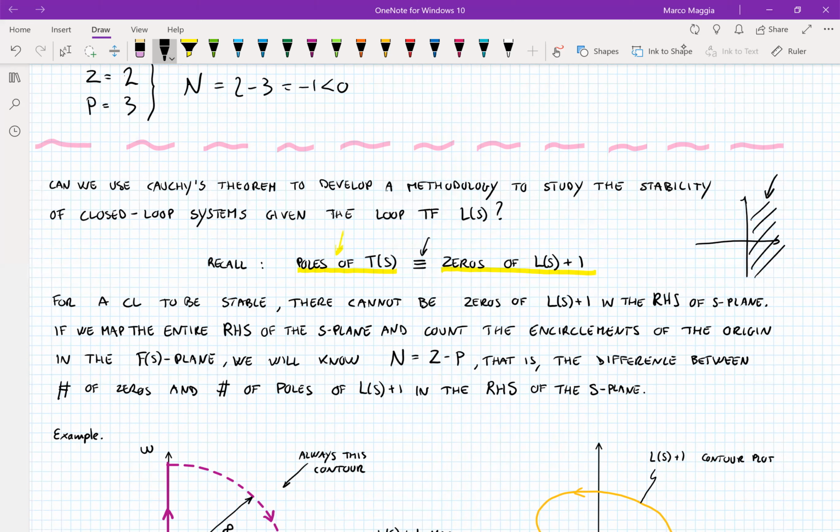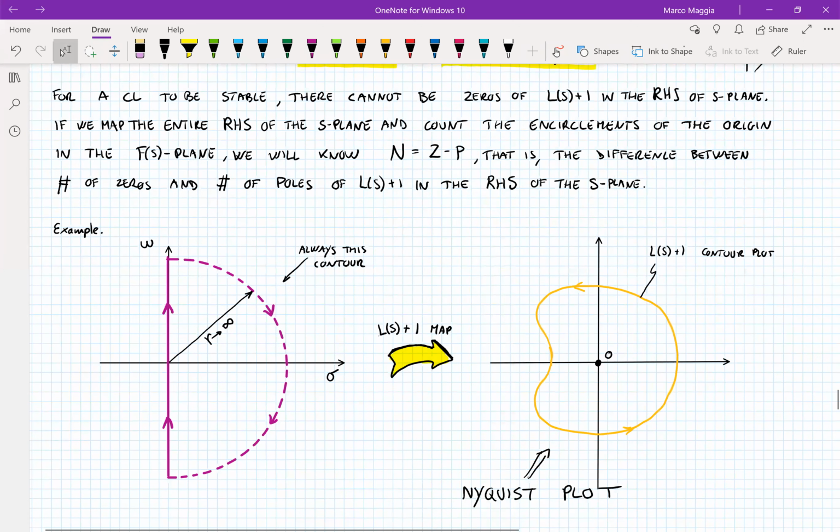So how can we make sure that we don't have zeros of L of S plus 1 in the right-hand side of the S plane? Well, why don't we map? Why don't we encircle? Why don't we take a contour in the S plane that takes care of all the right-hand side of the plane? Why not? That's exactly what we're going to do.